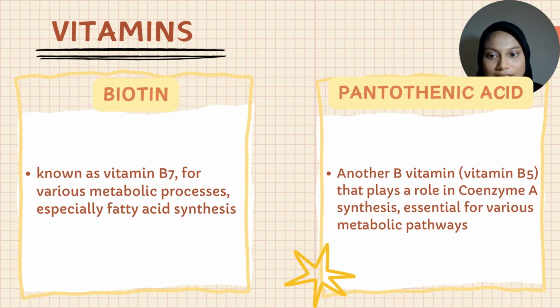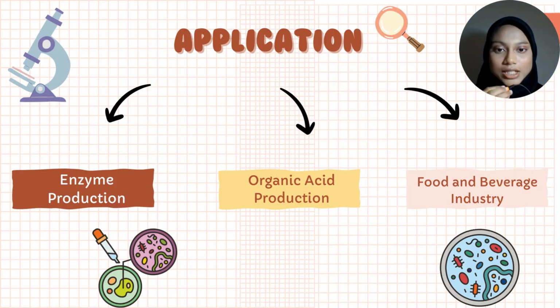The fourth nutrition is vitamins. Biotin, known as vitamin B7, is needed for various metabolic processes, especially fatty acid synthesis. Second is pantothenic acid. It is another B vitamin, vitamin B5, that plays a role in coenzyme A synthesis. Next, we will move to the applications of the microbe.